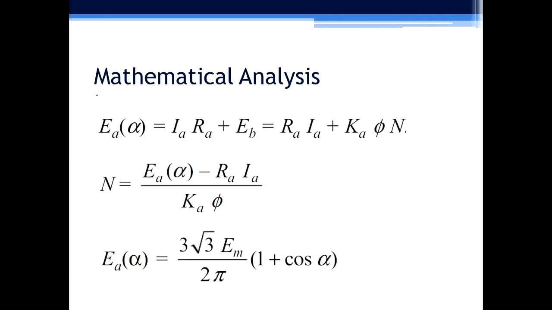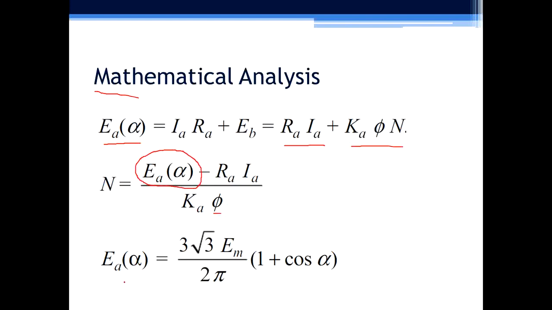Now let us do the mathematical analysis. If we apply KVL, the armature voltage as a function of alpha is equal to IA RA plus EB, and EB is nothing but K phi into omega. Now if we solve this, we will get one equation. Speed is proportional to this armature voltage and inversely proportional to field flux. So if we keep the flux constant, our speed is proportional to this armature voltage E alpha.